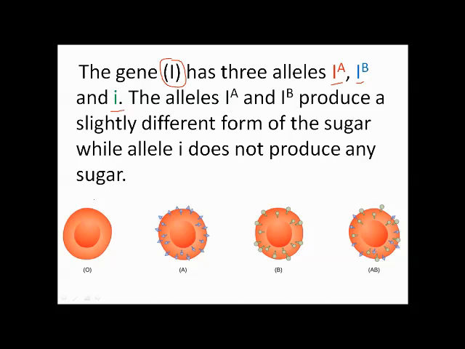The alleles IA and IB produce a slightly different form of sugar. The form of sugar is slightly different in A and B, while i does not produce any sugar. So here we find no sugar. It is due to the presence of the recessive allele, that is i. And here you will find that the blood group is AB because it has both genes, because of the presence of both the IA and IB alleles in the human.